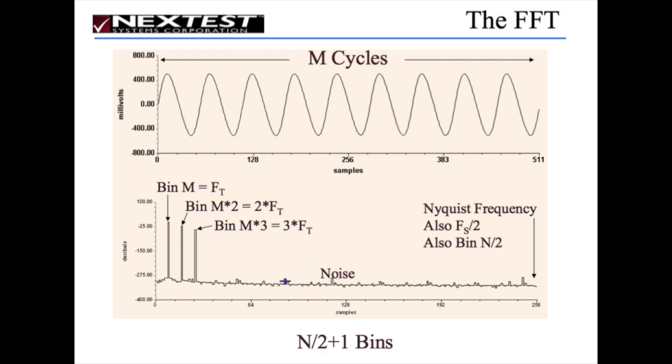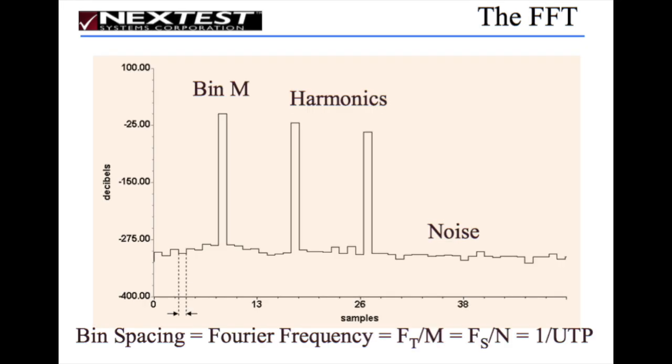Okay, here's a real nice close-up. So we have the bin M, the harmonics, and the noise. Now here I showed noise, and that's the bin spacing. That's the Fourier frequency. The Fourier frequency is the test frequency divided by M, or the sample frequency divided by N, or 1 over the UTP. That's why I had you calculate the UTP. The UTP determines the Fourier frequency.